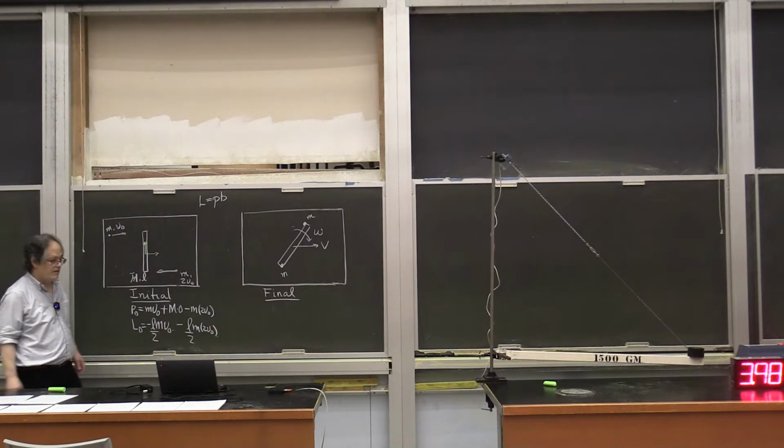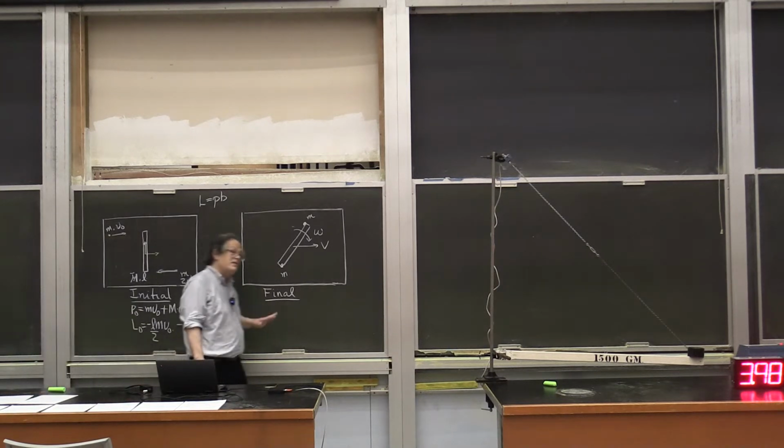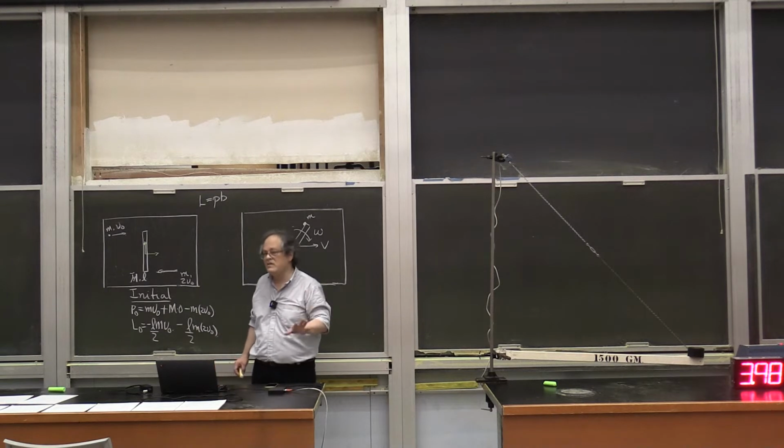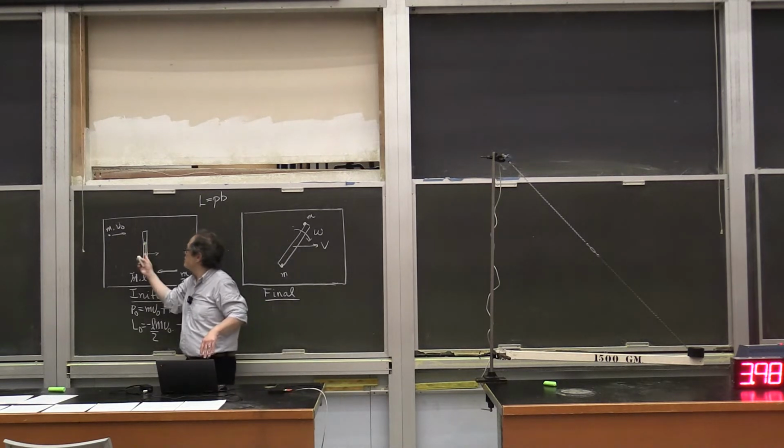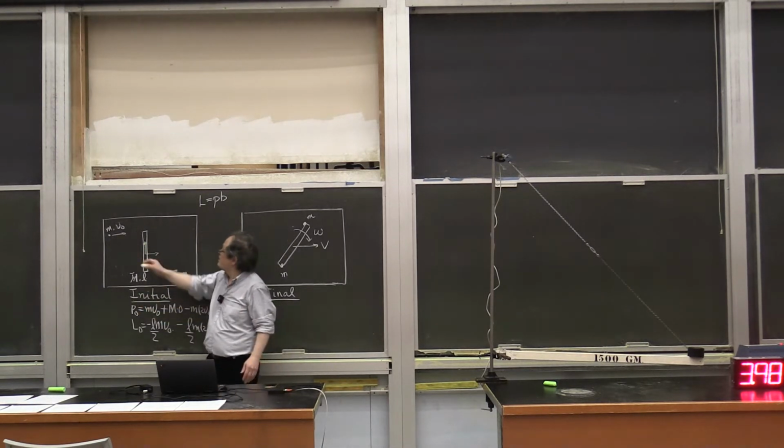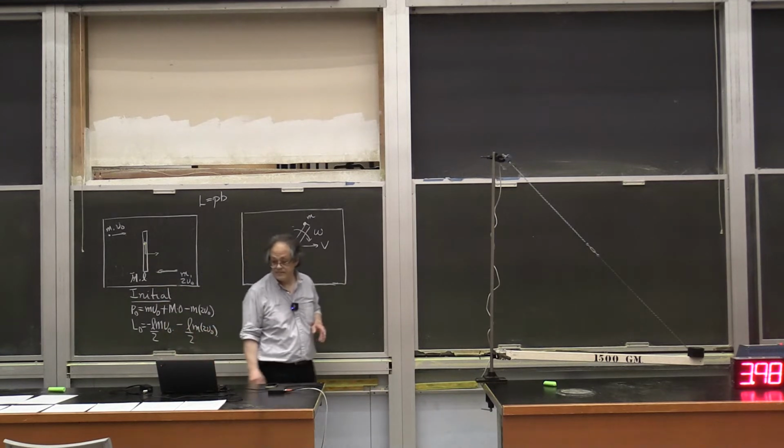Sorry, can you repeat what b is again? b is the distance of closest approach. It's the closest this particle will get to your origin. Okay? Oh, right. Okay. Thank you. You're welcome.